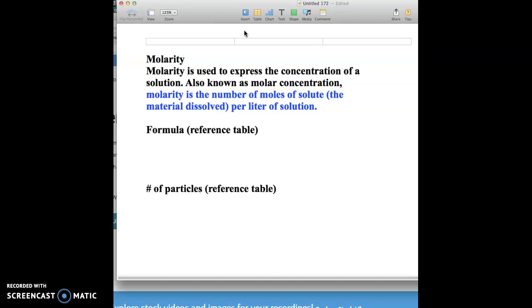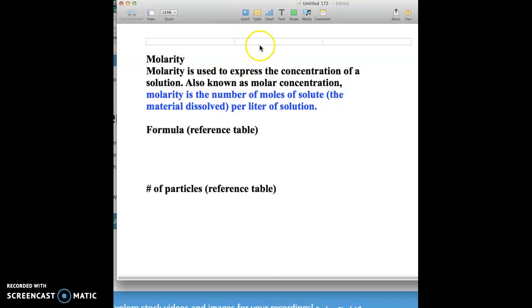I'll give you about a minute, not even a minute. I'll give you 30 more seconds. Molarity is used to express the concentration of a solution, also known as molar concentration. At least get this blue down. Molarity is the number of moles of solute, the material dissolved, per liter of solution. Just about that time. A few more seconds.